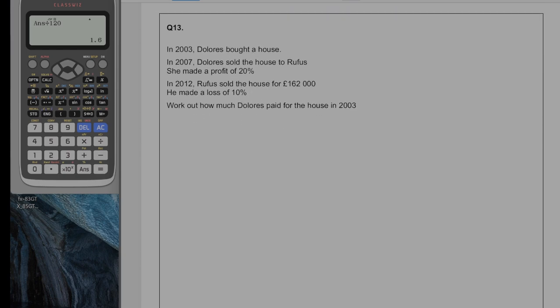Right, 13. In 2010, Dolores bought a house. In 2007, Dolores sold the house to Rufus. She made a 20% profit. So that would be a multiplier of 1.2 if I call this value x. In 2012, Rufus sold the house for 162,000. He made a 10% loss, so that would be a multiplier of 0.9. How much did Dolores pay for the house? So we're going to say that x multiplied by 1.2 multiplied by 0.9 is going to be equal to 162,000.